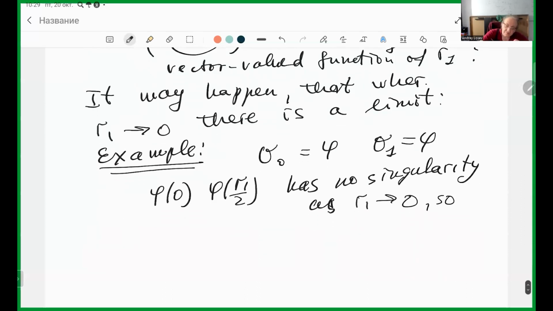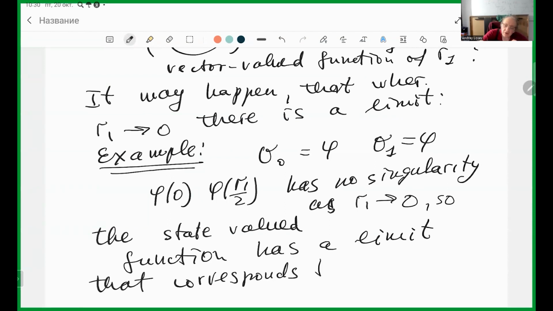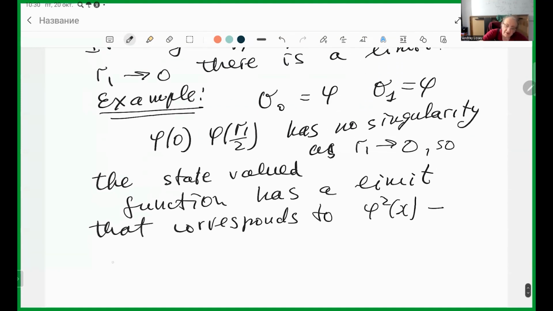So the state valued function has a limit that corresponds to phi square of x, that is well defined even in Feynman picture.